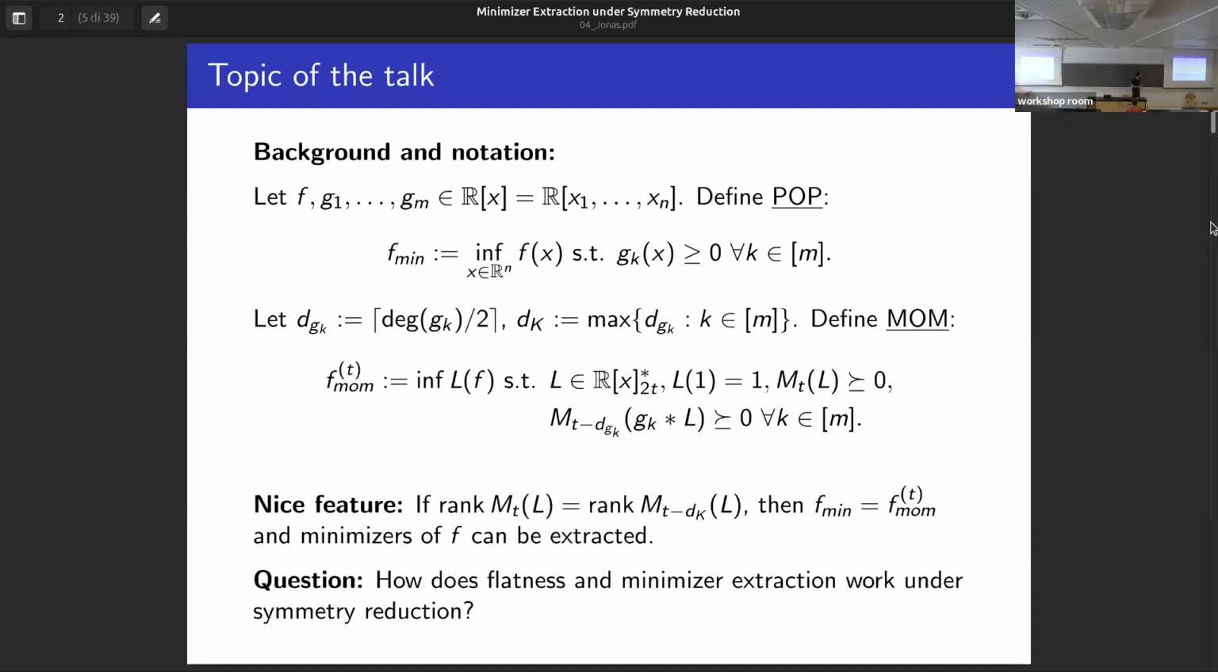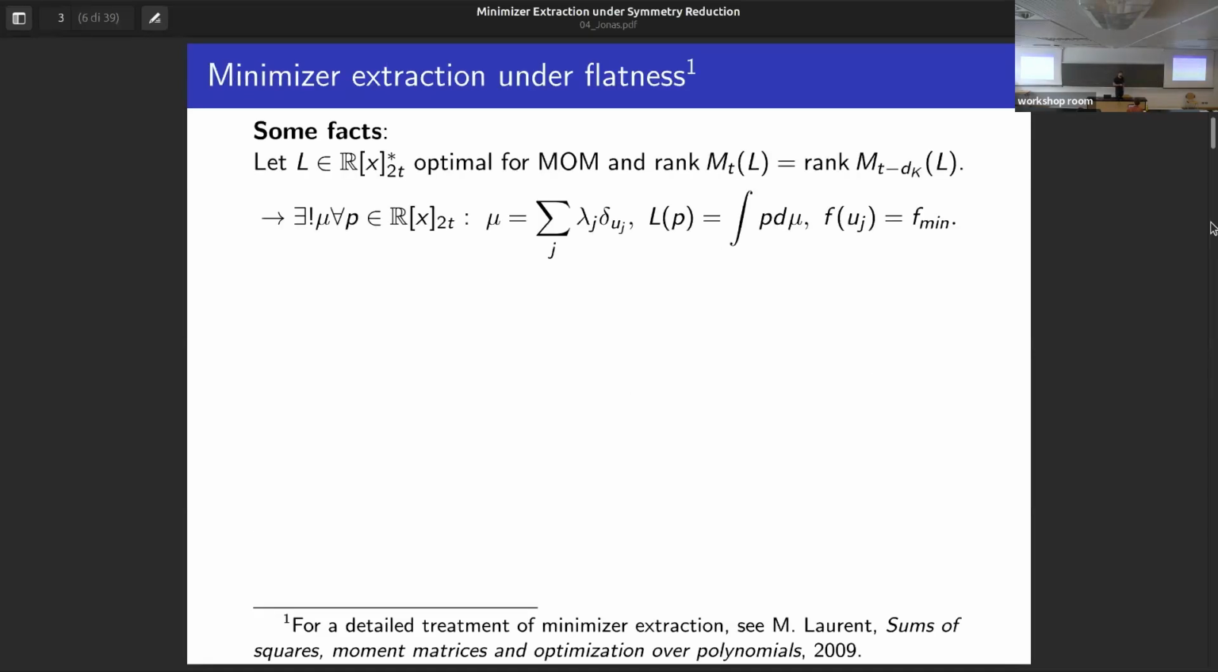Okay, and then the goal is going to be: we want to know how flatness and minimizer extraction works if you also exploit symmetries in your moment relaxation. Okay, so this is going to be the goal. So let's start with some facts on flatness and minimizer extraction.